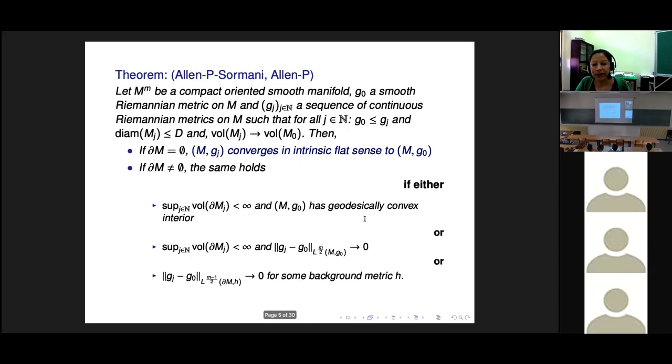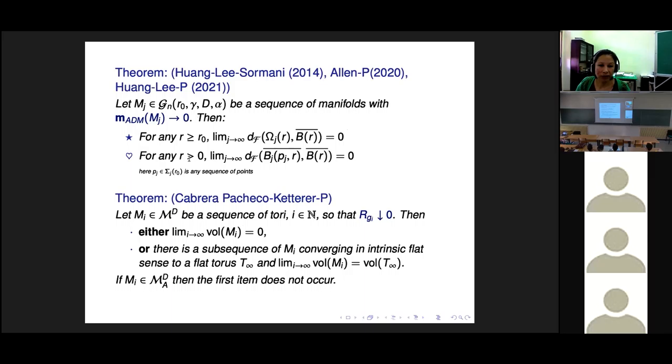Well, more or less. Okay, so this is one of the applications, and the other application has to do with the rigidity of the torus. So we also came up with some class of tori, and then we require the scalar curvature to be converging to zero. So this is going to be negative and converges to zero. And then we have two things. Either the volume of the whole manifold goes to zero, so that then we have a sequence that collapses completely, or there is a subsequence of MJs converging in intrinsic flat to what we expect, so a flat torus.